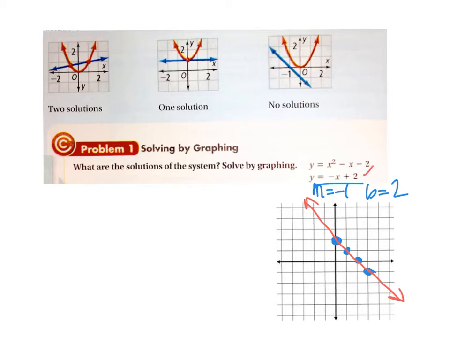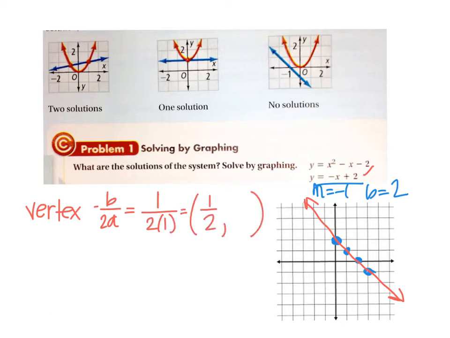So now I need to graph my quadratic. Probably the easiest way to graph the quadratic is using the vertex formula. So it's going to be -b over 2a. That's going to be +1 over 2 times 1. So it's 1/2. That's my x. And to find my y, you plug 1/2 in for x and you'll figure out what y is.